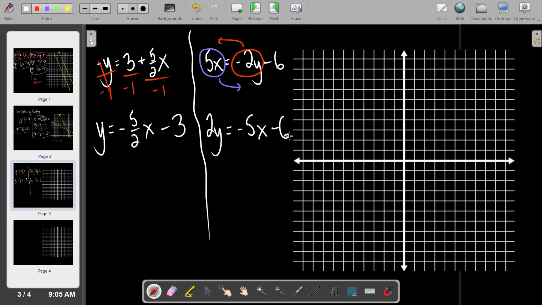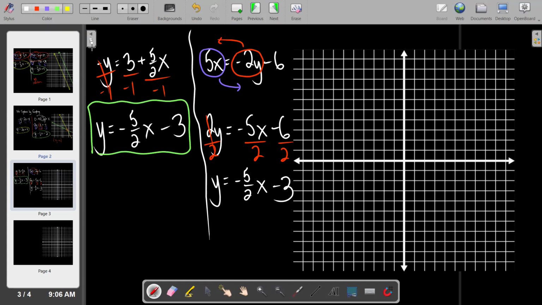Nice. Last step. Yeah, let's divide everything by 2. Observations? It's not only the same slope as the other one. Did we agree that this line and this line are identical?